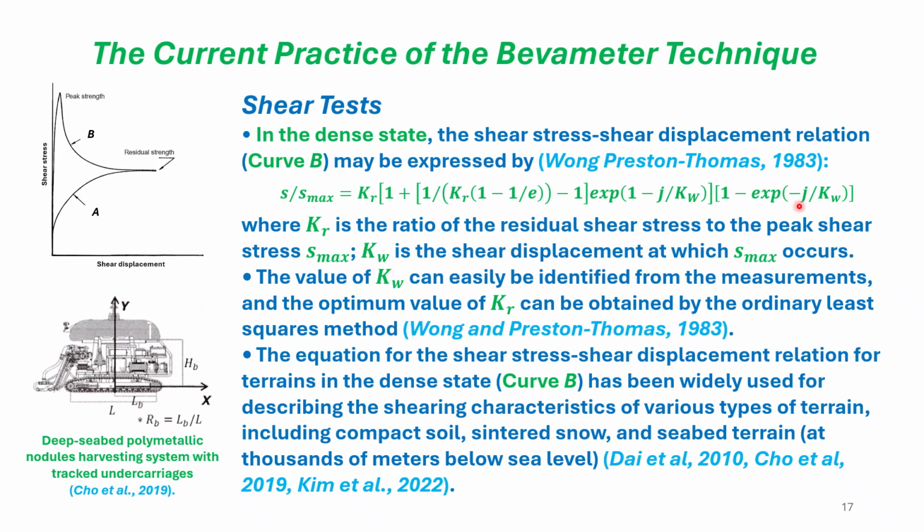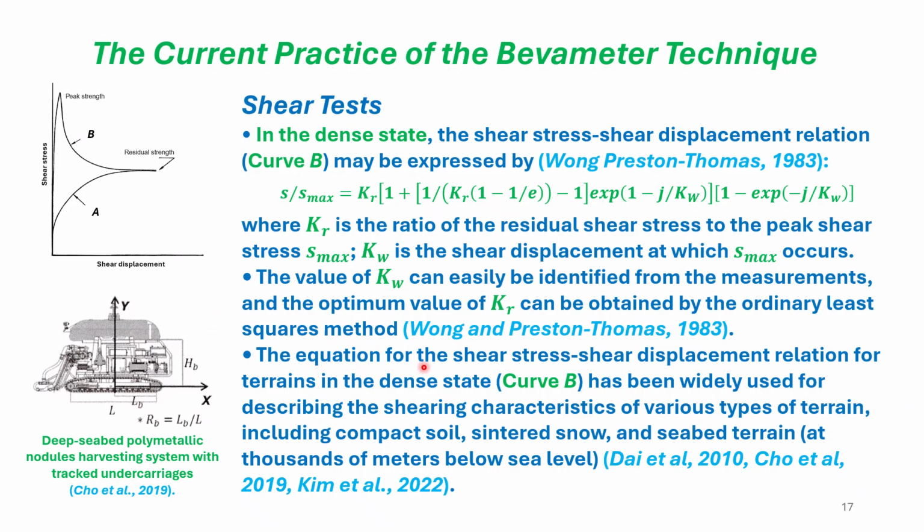Kw is the shear displacement at which the peak shear stress occurs. The value of Kw can easily be identified from the measurements, and the optimal value of Kr can be obtained by the ordinary least squares method.